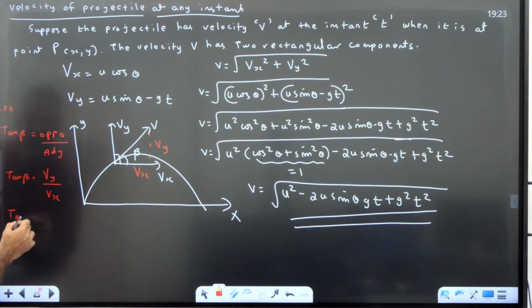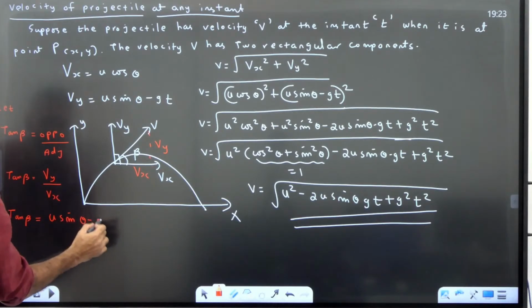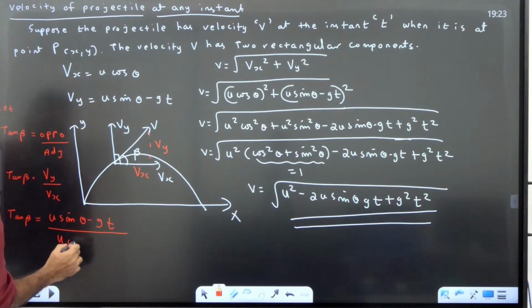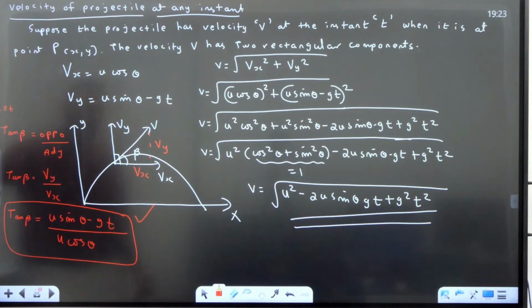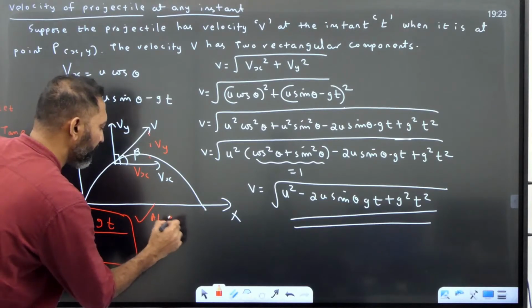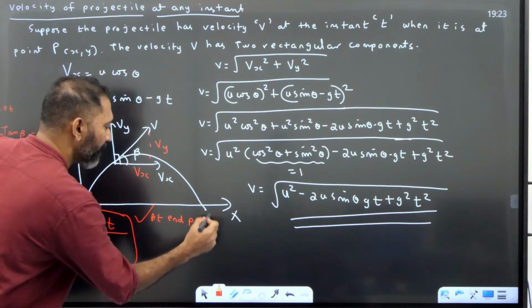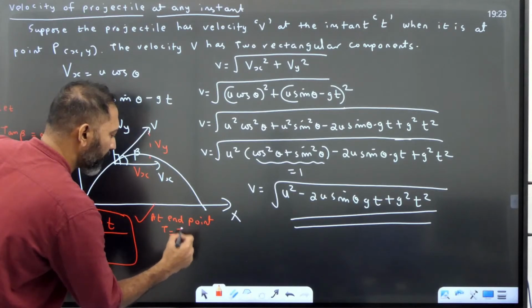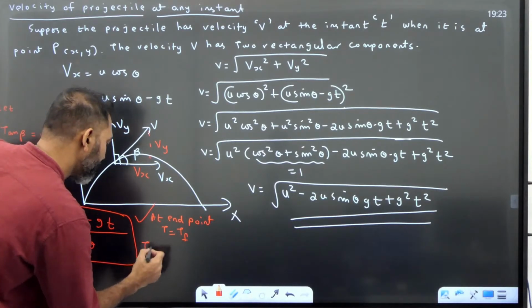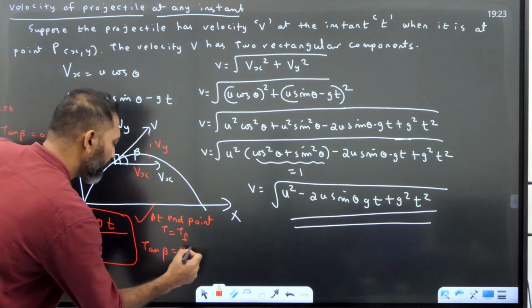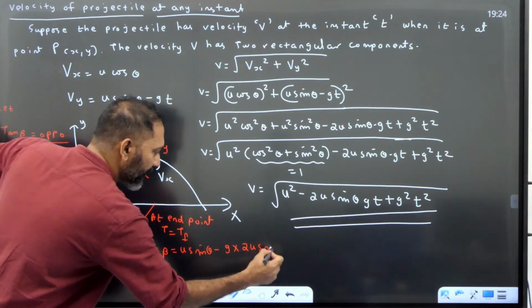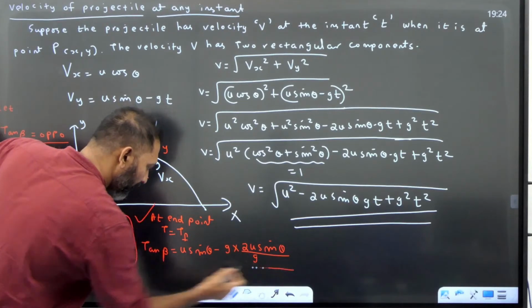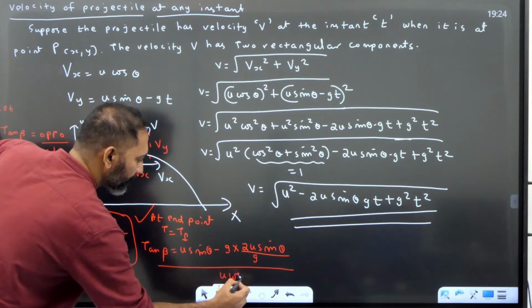So tan beta, instead of Vy, I can write what? U sin theta minus gt. And instead of Vx, I can write u cos theta. So this is the equation for tan beta. Now at the end point, what will be the angle? At the end point, time is equal to time of flight. So tan beta is equal to u sin theta minus g into 2u sin theta by g all divided by u cos theta.